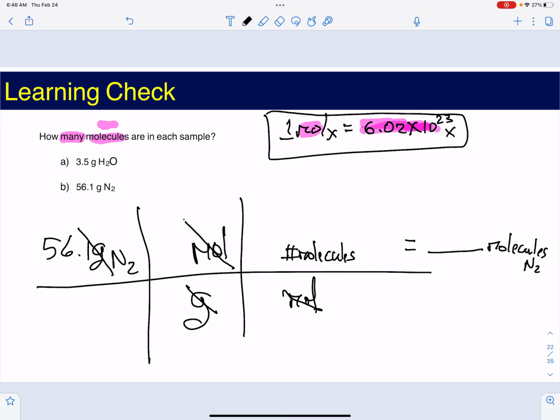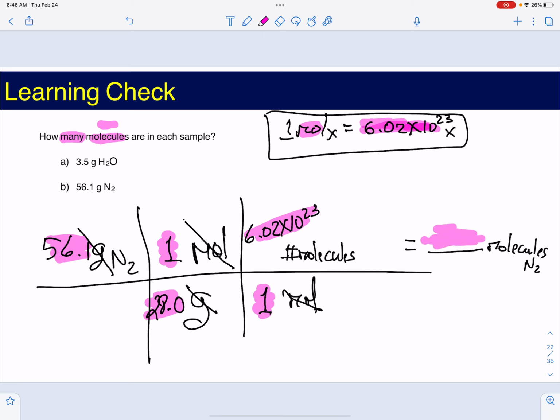So we're talking about nitrogen, N2, right? So 1 mole of that equals 28.0 grams, which is 14 plus 14. And 1 mole of anything, in this case molecules, is the Avogadro's number. So for the purpose of your calculator, 56.1 times 1 times the Avogadro's number divided by 28 divided by 1. And that will give you your result.